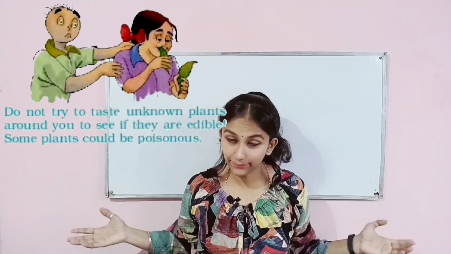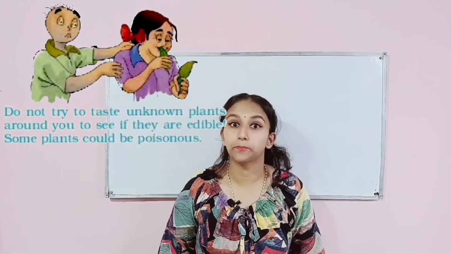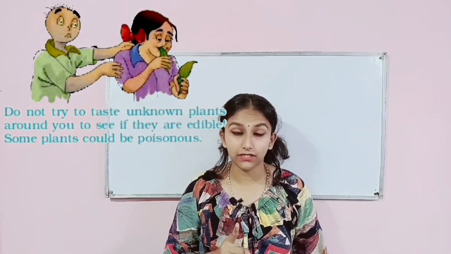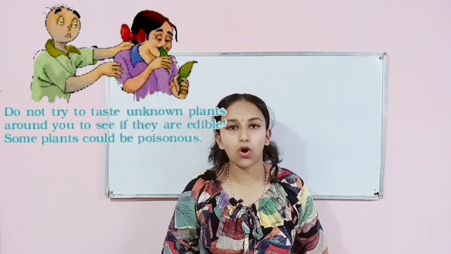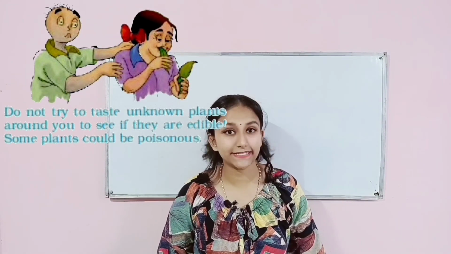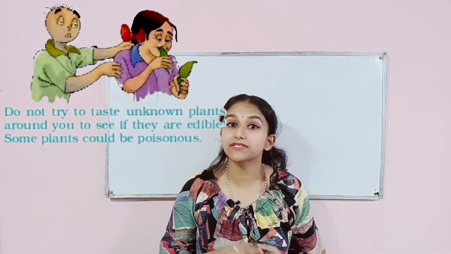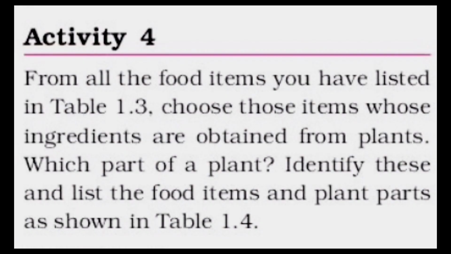There are many plants and fruits that look so similar to each other, but you should be very careful. You should not eat everything that you see. You should go ask your elders around you and see if it is edible or not, because sometimes the fruits that look similar could be poisonous and the other could be very healthy. Now pause the video and read activity 4. Thereafter we fill table 1.4.